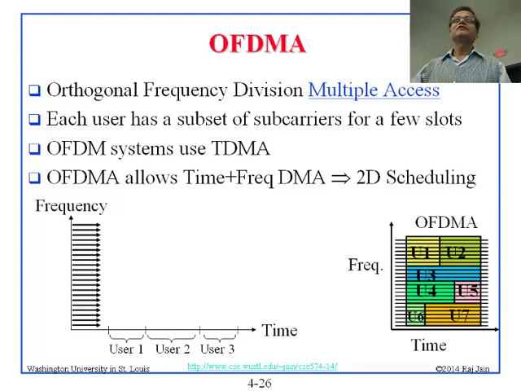bucket filling thing. So this is the idea: we give each user a certain number of frequencies for a certain amount of time, and so each user gets a rectangle, and we have a certain amount of rectangle available. So this is called OFDMA. OFDMA is multiple access using OFDM. Okay.